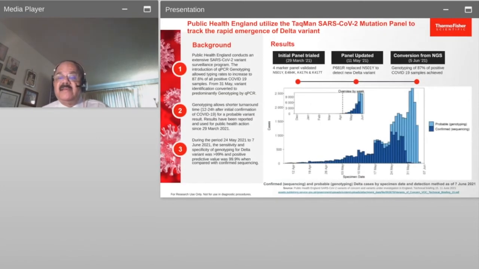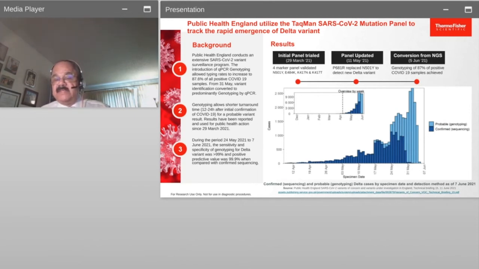So Public Health England started using this more extensively to track the rapid emergence of the Delta variants. As you see on this slide, in the beginning they were using largely sequencing, and on 29th March they started testing the mutation panels. On May 11th, they introduced the new P681R assay specifically for the Delta variant, and they have been converting a lot of testing from NGS, though they do still continue to sequence these viruses as well.